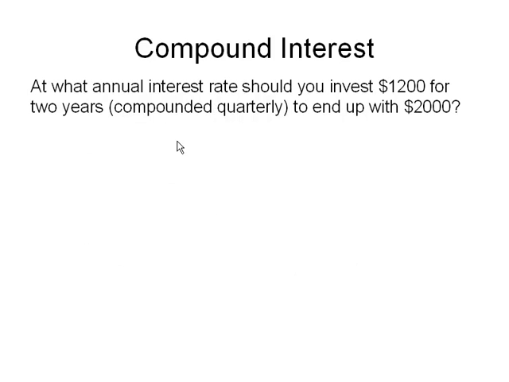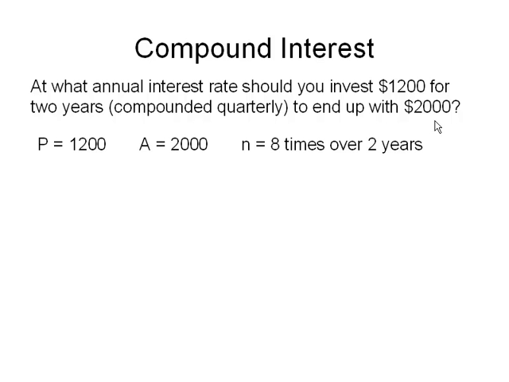So at what interest rate, annual interest rate that is, should you invest $1,200 for 2 years compounded quarterly to end up with $2,000? In this problem we have the principal, $1,200, but we also have the future value, $2,000. And we're going to do that 8 times over a 2-year period.